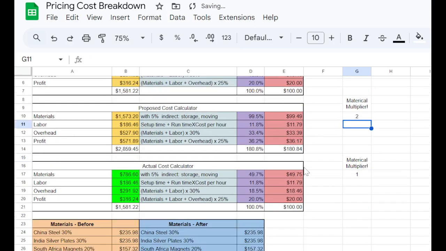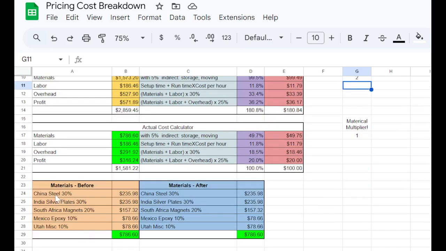Okay, the material is actually made from several things. So let's say our material was made from China steel. We had to import silver plates from India. South America gave us our magnets. Mexico gave us an epoxy that we needed. And we got the rest of the materials from Utah. So we're saying about 90% of our materials are coming from overseas. And let's just say we're just paying one company in America to get the rest of our materials.